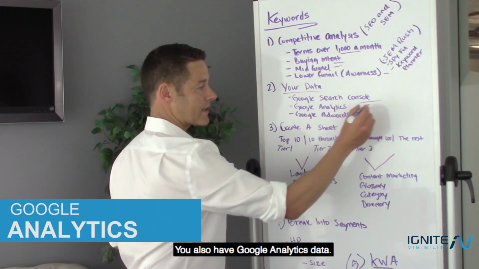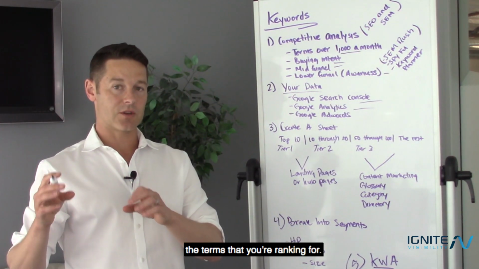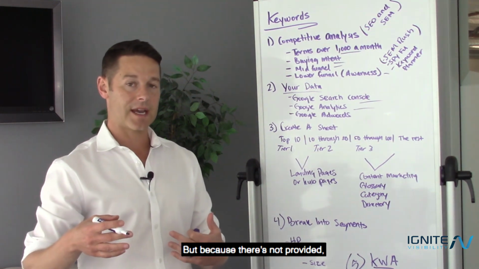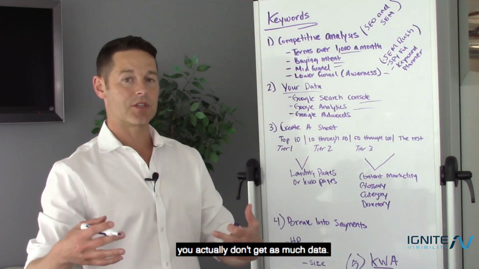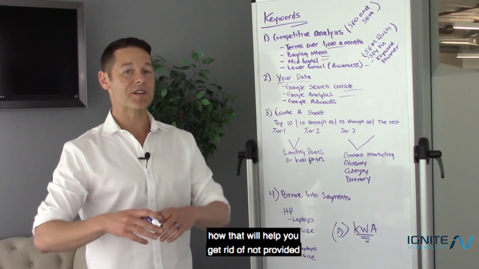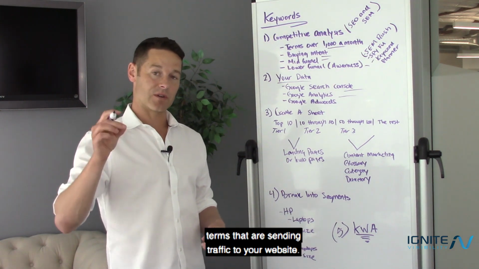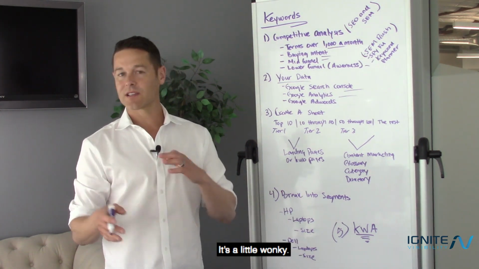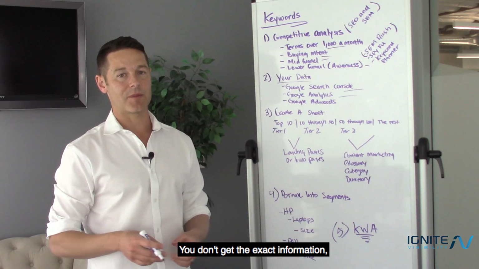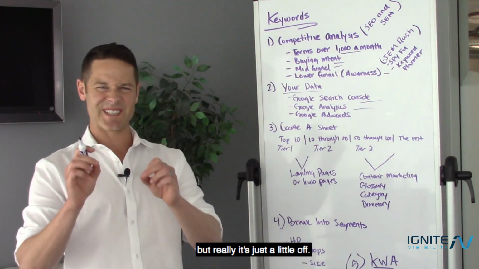You also have Google Analytics data. So that's going to show you the terms that you're ranking for, but because there's not provided, you actually don't get as much data. Little trick, SEMrush now has a tool that will help you get rid of not provided so you can actually see all the different terms that are sending traffic to your website. It's a little wonky, you don't get the exact information, but there's a couple other ones out there that do a little bit better, but really it's just a little off.